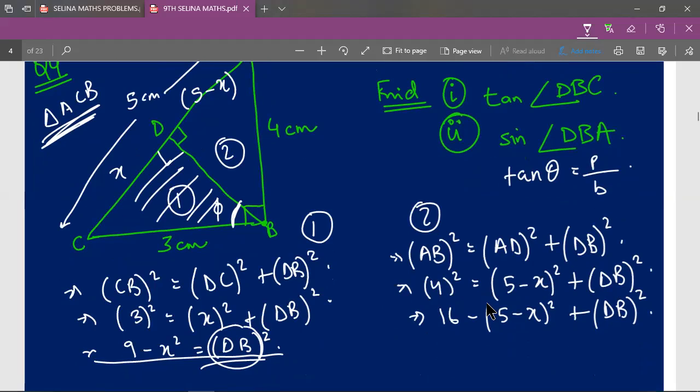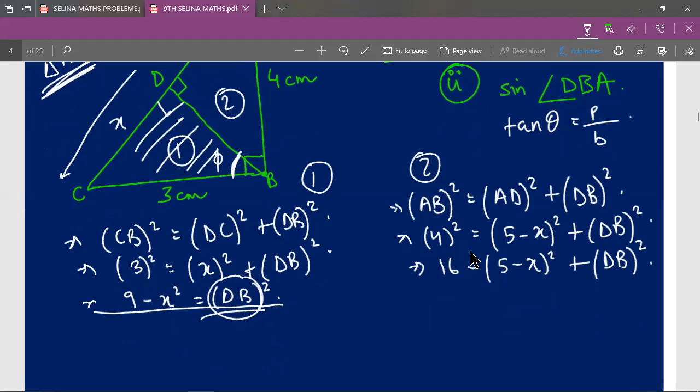So AB whole square is h whole square and our h is 4. Therefore h square, 4 whole square, is equal to 5 minus x whole square. What this means is that AD is equal to 5 minus x. So p square will be 5 minus x whole square plus DB whole square. The base is not given to us, so we'll assume it as DB, and DB whole square means DB whole square.